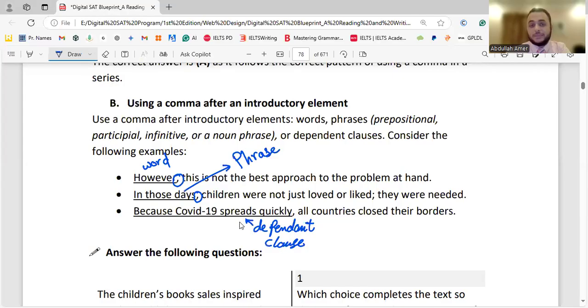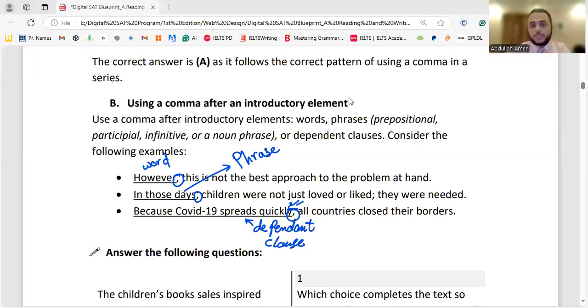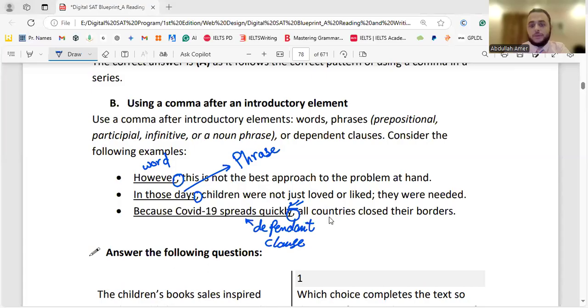If we have an initial dependent clause, we simply add a comma. Okay, so: "Because COVID-19 spreads quickly, all countries closed their borders." After the dependent clause, we have to add a comma. So what if I start with an independent clause? We simply don't add anything. If the sentence is "All countries closed their borders because COVID-19 spreads quickly," we don't have to add anything, because we started with an independent clause.